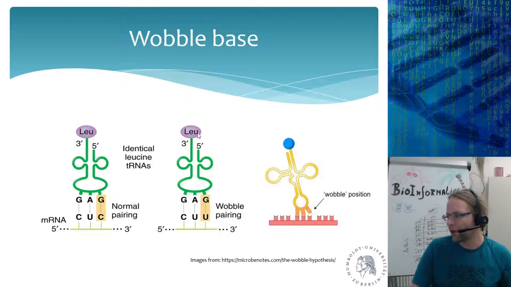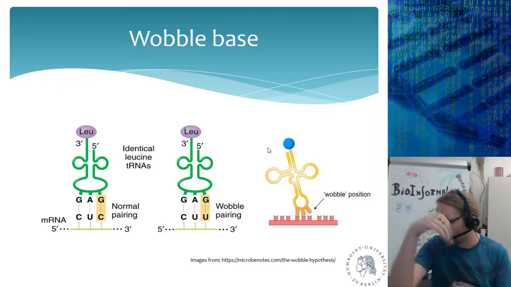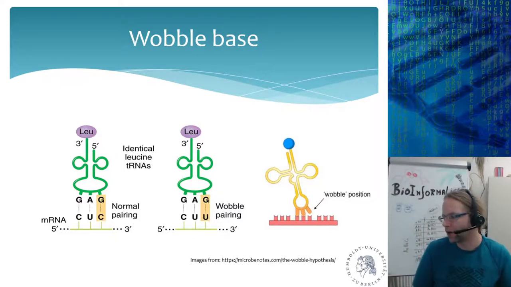However, there's also the other leucine codon, which has the same sequence, but this tRNA is actually binding to CUU. And how can it bind to CUU? Normally the G would not be able to bind to U. But if you look into the ribosome, the wobble base pair position is not read very accurately, because the tRNA is not horizontal. It's not at 180 degrees or at a 90 degree angle. It's actually at a slight angle, slightly less than 90 degrees.